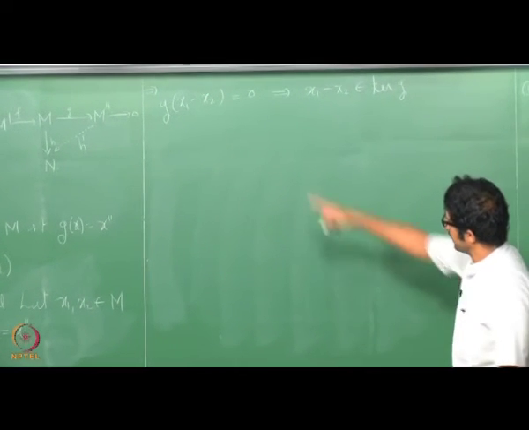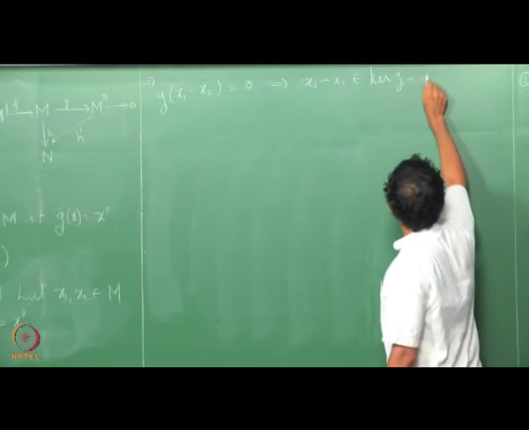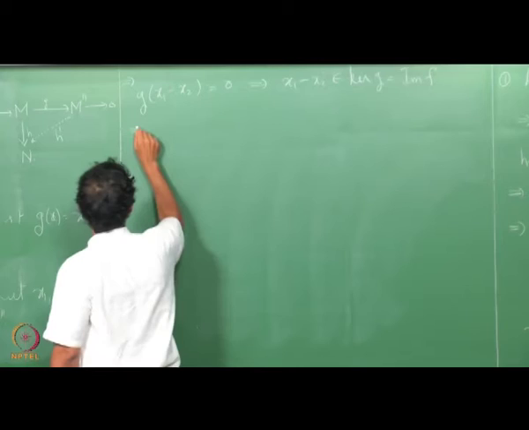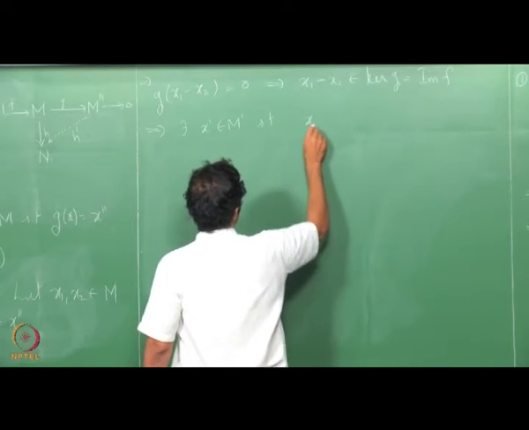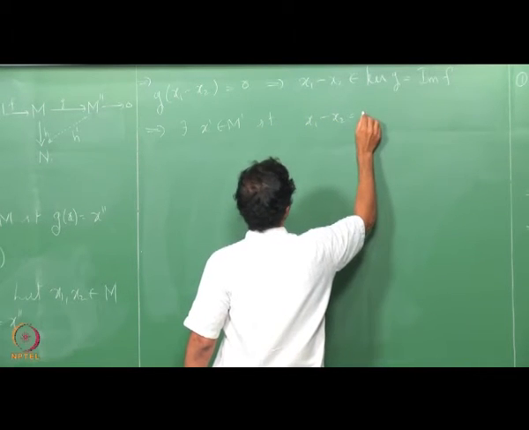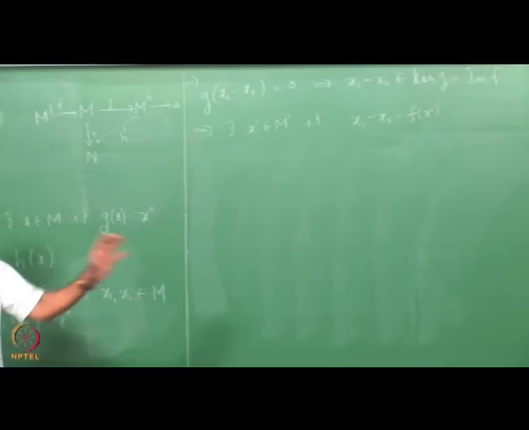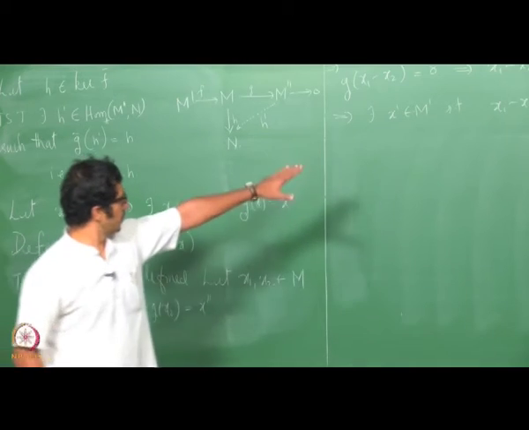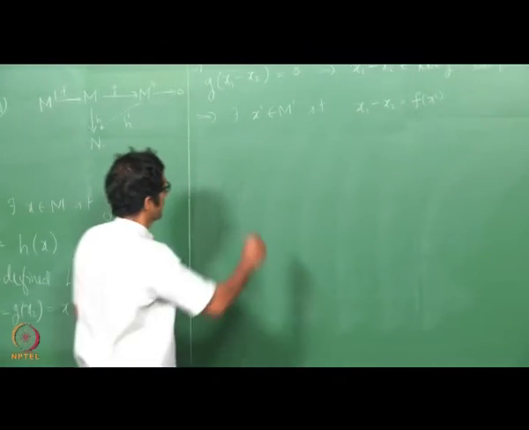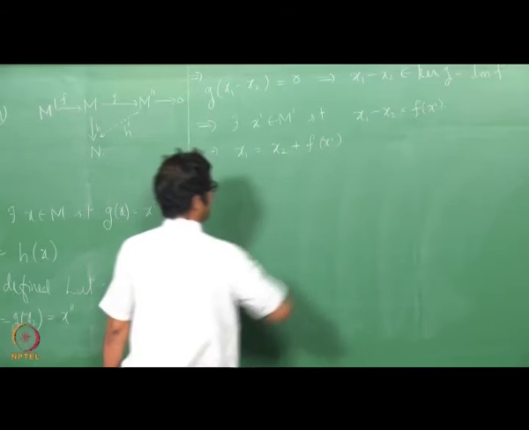kernel G, but we know that sequence is exact. Therefore, kernel G is equal to the image of f, or in other words, there exists some x prime in M prime such that x1 minus x2 is equal to f of x prime. It is in the image of f, or in other words, there exists some element in M prime which maps to x1 minus x2. So, this implies that x1 is equal to x2 plus f of x prime.